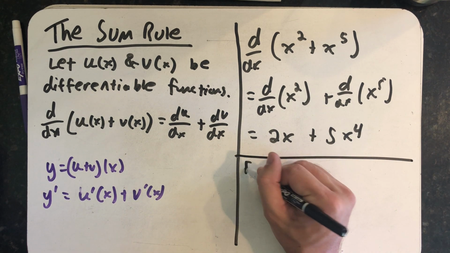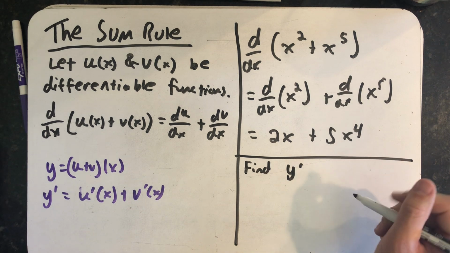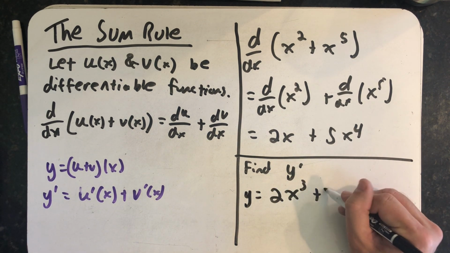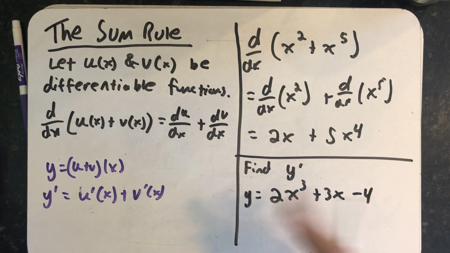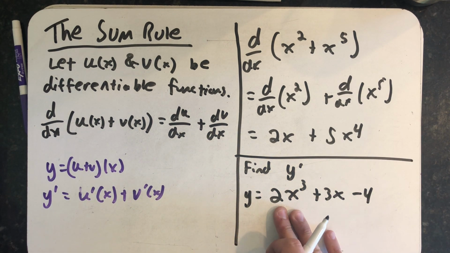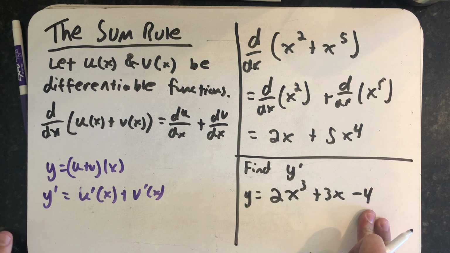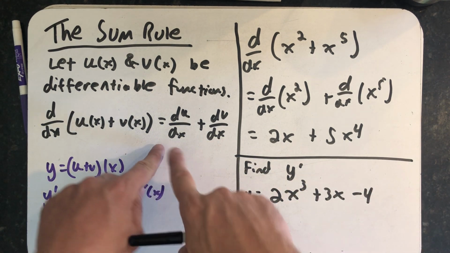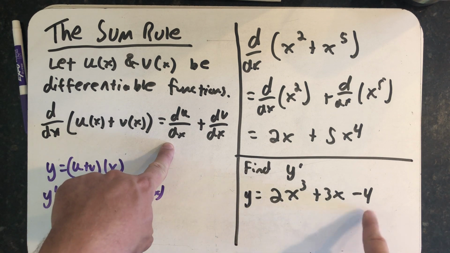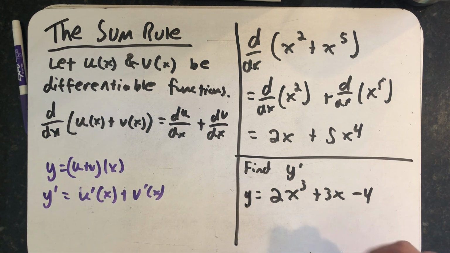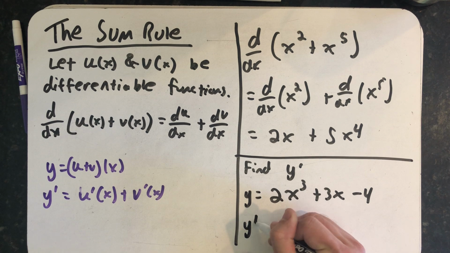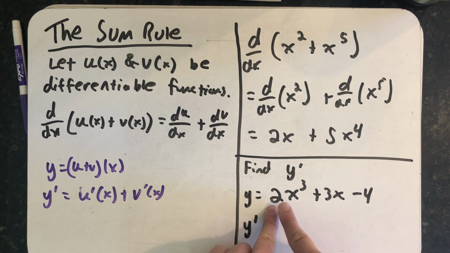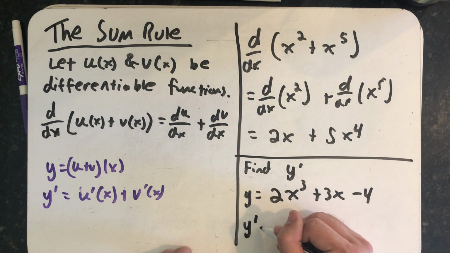So let's do one more. Find y prime. I have another polynomial, y equals 2x cubed plus 3x minus 4. And what I realize now is I can use my sum rule to isolate each term, right? Just take the derivative of the first thing, the second thing, and the third thing, and then add them together. So the power rule says the derivative of x cubed would be 3x squared. The constant multiple rule says I need to multiply that by 2.